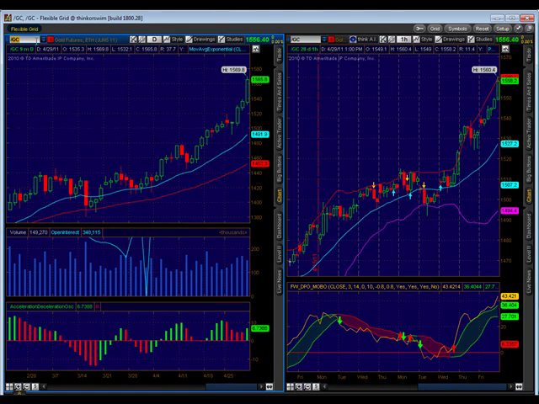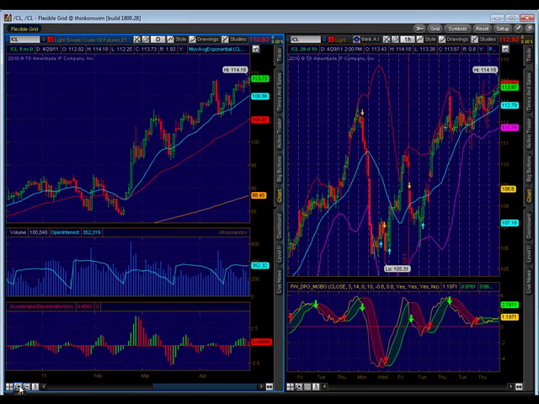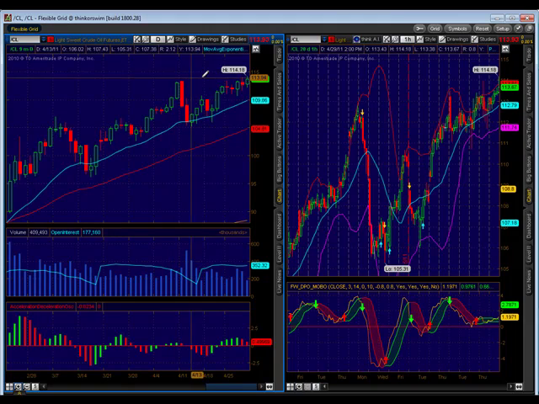And finally, crude, also moving up nicely, although we're starting to see some resistance coming in here. Possibly a double top. So I'm not ready to go long quite yet. Let it come back to the 20 and tell us whether or not it wants to bounce or whether or not we're coming down.